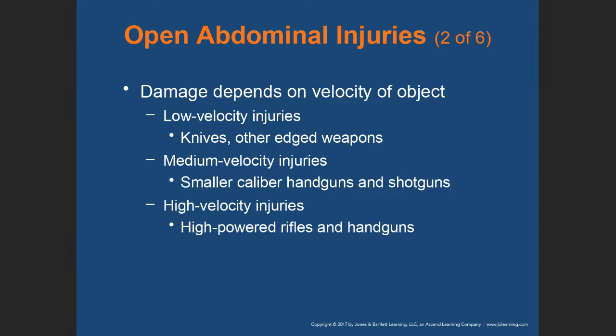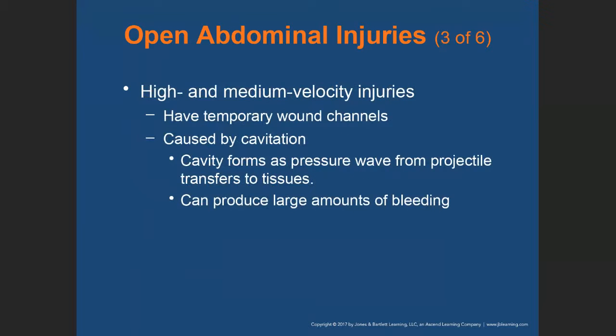Now, the type of damage that occurs will depend on the velocity of the object. It can be low velocity injuries, which are associated with knives or other edged weapons. It can be medium velocity injuries, associated with smaller caliber handguns and shotguns. It can be high velocity injuries, associated with high powered rifles and handguns. High and medium velocity injuries have temporary wound channels caused by cavitation.